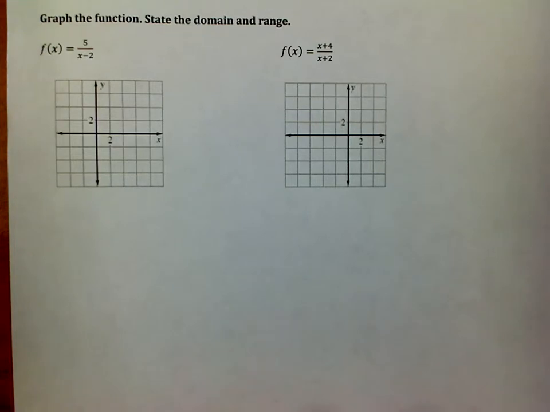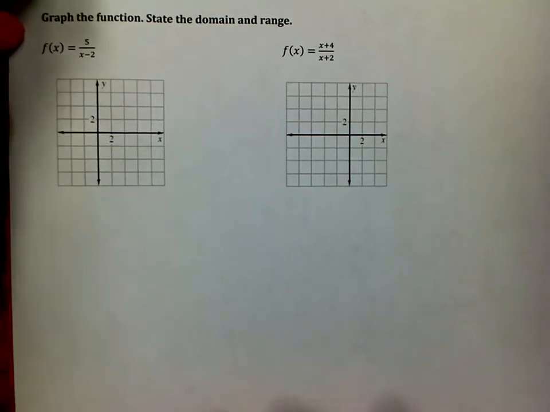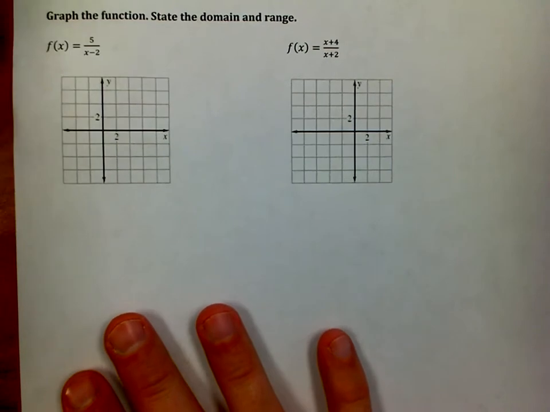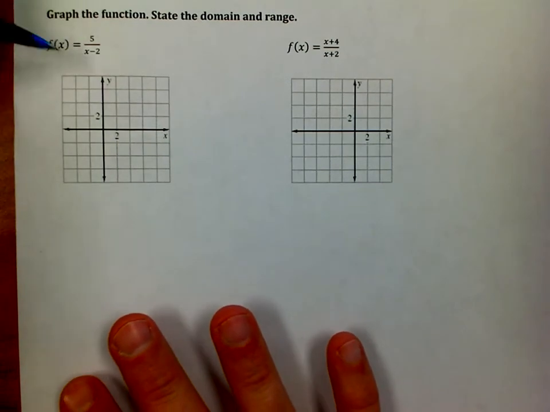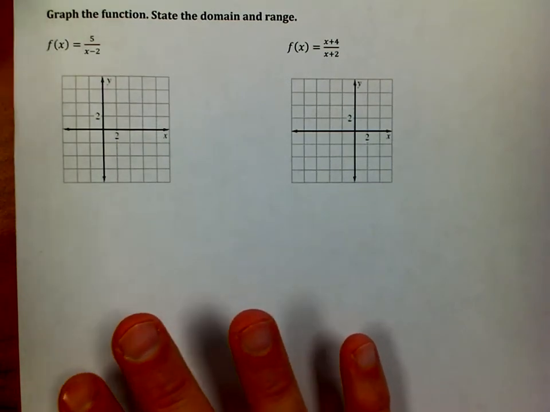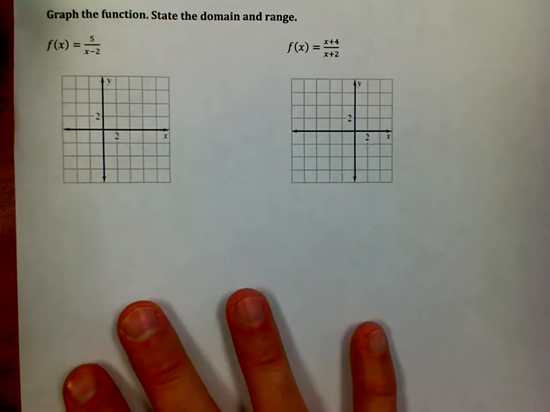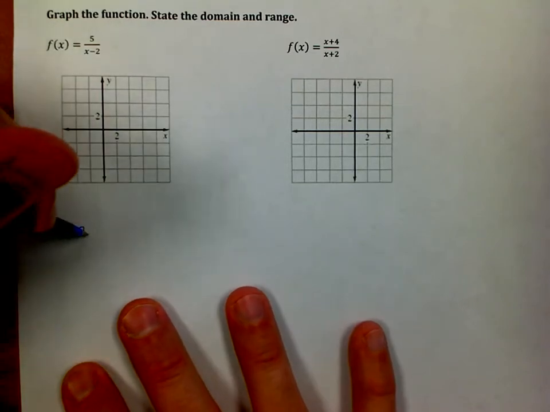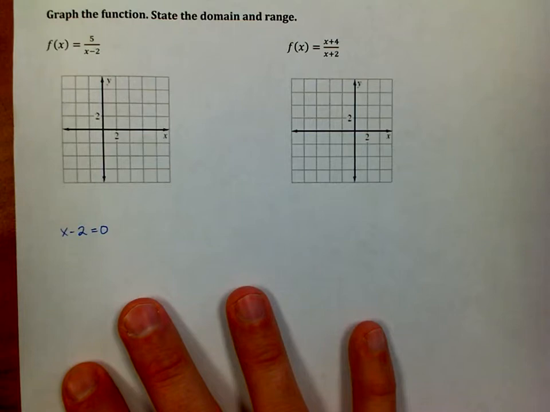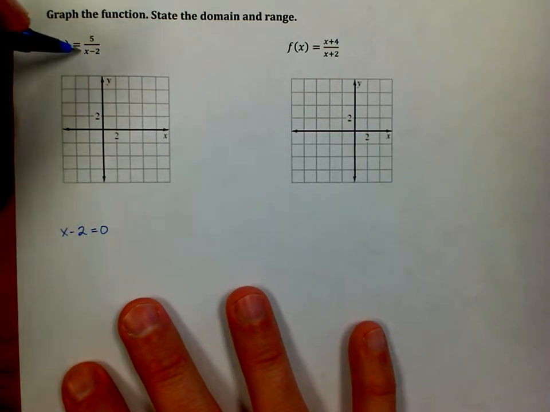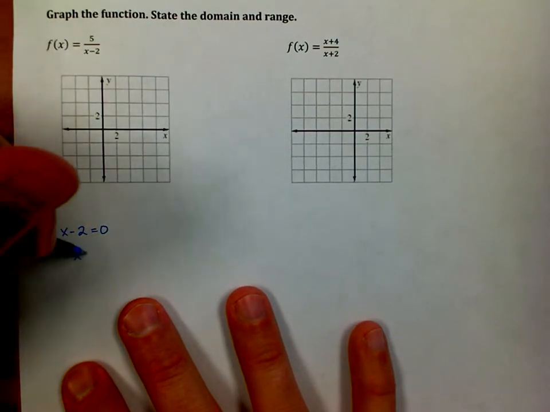So the steps go like this. Step one is to graph the asymptotes. We're going to do that in both cases. We're going to start off with this one, where we're supposed to graph y equals 5 over x minus 2. To find out where the asymptotes are, like you've done in the previous videos, the first step is to take the denominator and set it equal to 0 and solve for x. That's x minus 2, and so x is equal to 2.